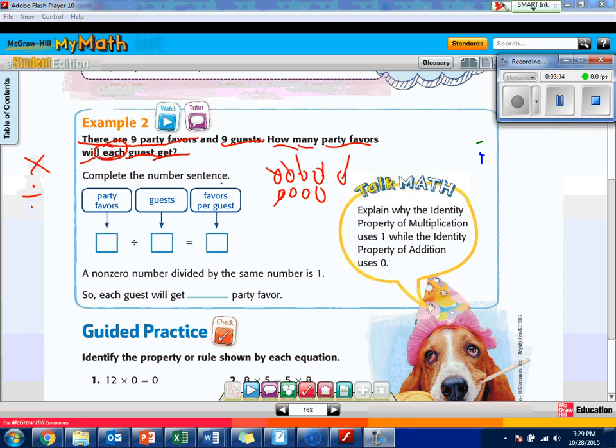So it looks like I'm going to be dividing because I'm not going to be getting anything greater, I'm just going to be getting less. So I have 9 party favors divided by 9 guests. Let's think about that division property. If I divide 9 by 9, I'm always going to get 1, because each person only gets 1 favor. A non-zero number divided by the same number is 1, so each guest will get 1 party favor.